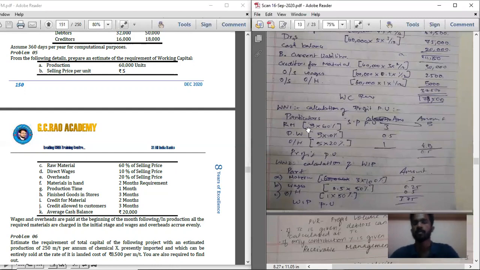Put working note number 1. Working note number 1: calculation of profit per unit.